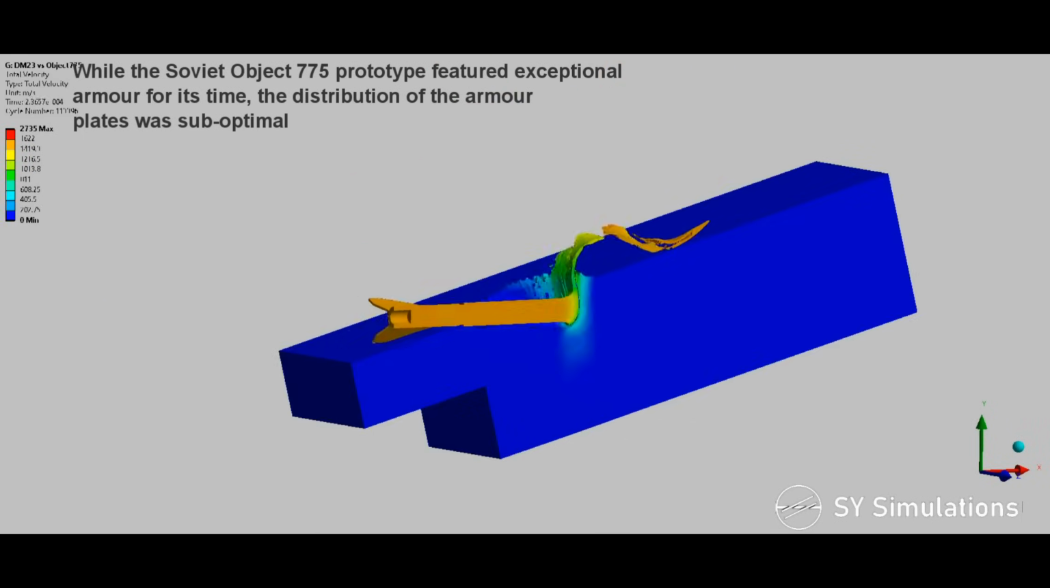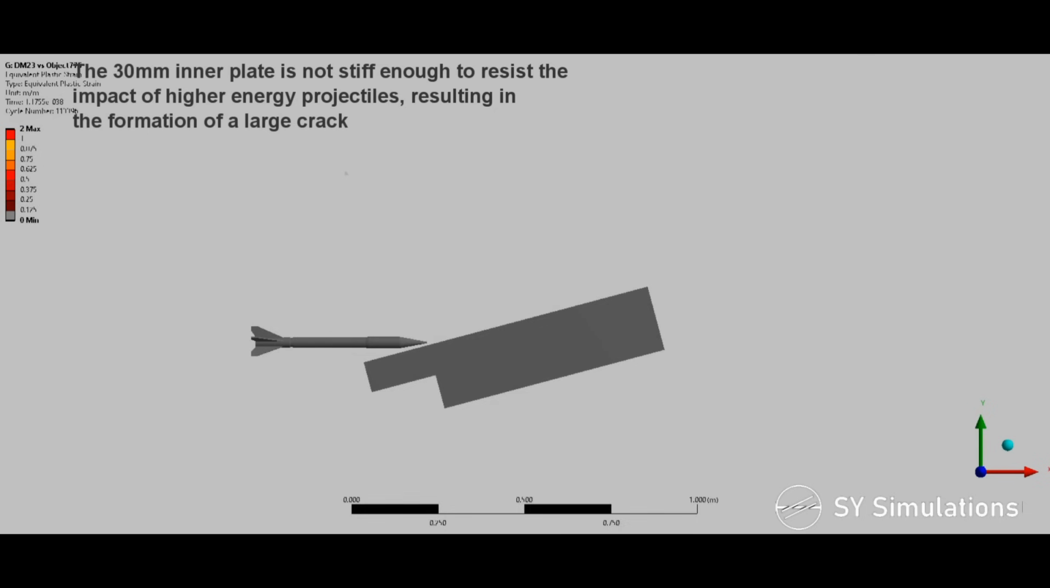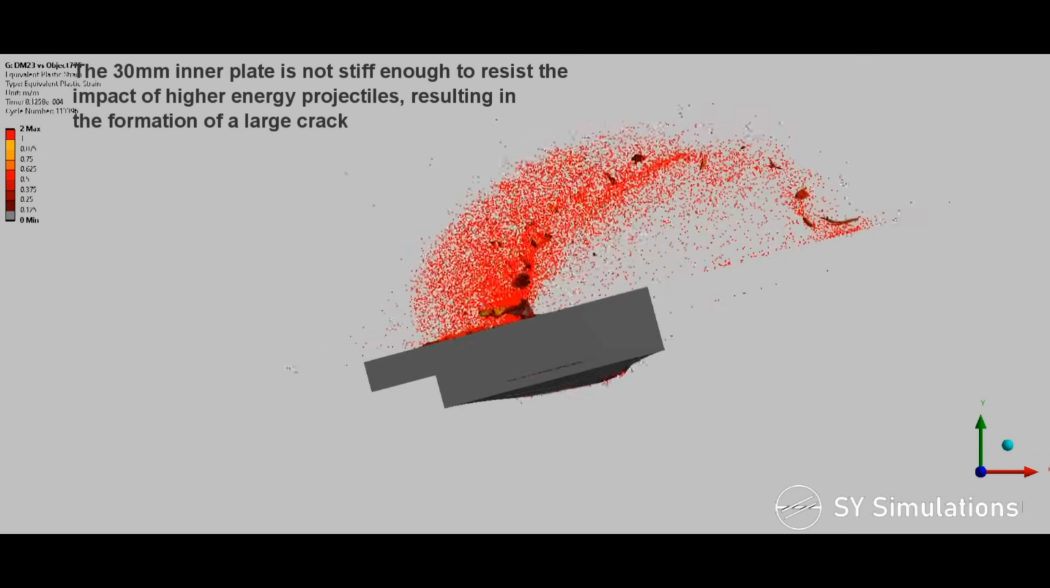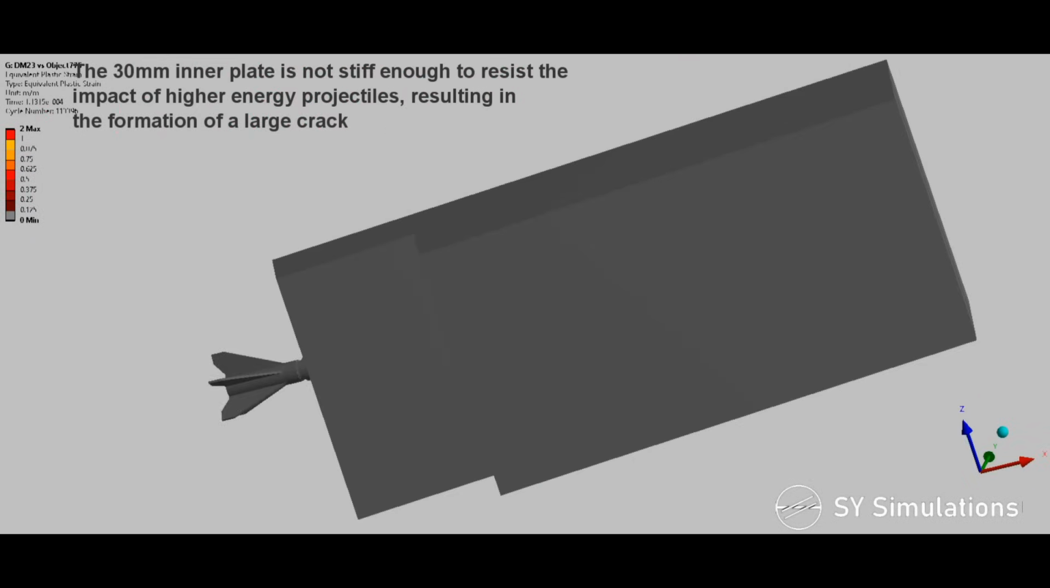The distribution of the armor plates was suboptimal. The 30mm inner plate is not stiff enough to resist the impact of higher energy projectiles, resulting in the formation of a large crack.